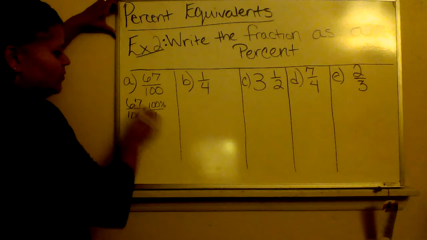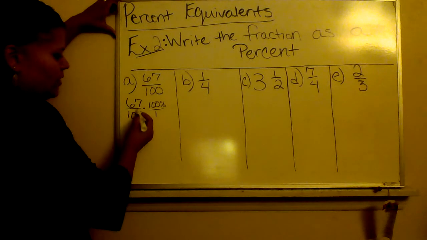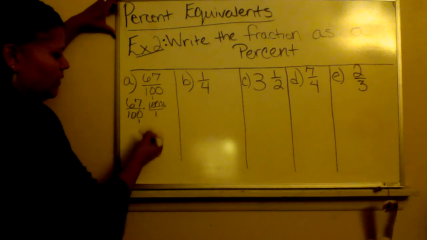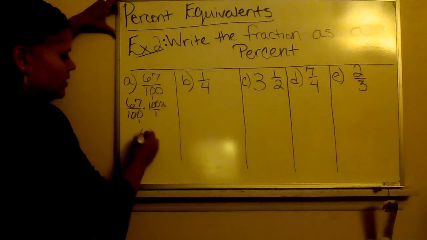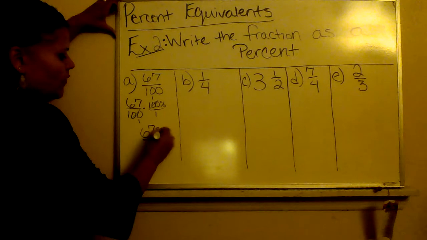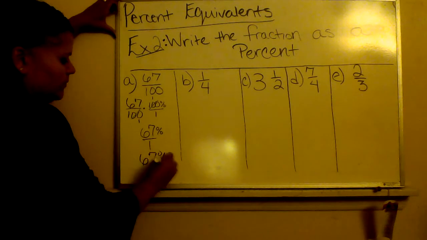Now, we're going to simplify diagonally or up and down. Now, 100 goes into 100 once. So you're left with 1 there. So now you have 67%. 67 times 1. So that's 67 over 1, or 67% over 1, which is just 67%.